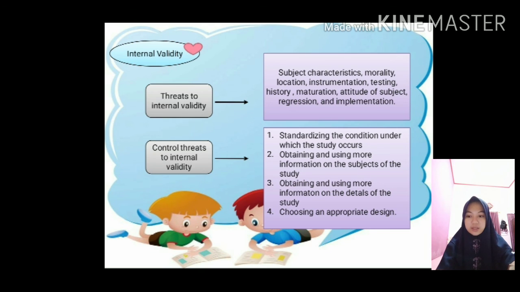And then the third is obtain more information on the details of study, that is, where and when it takes place, extraneous events that occur, and so on. This helps control for location, instrumentation, history, subject attitude, and implementation traits. And then the last is choose an appropriate design. The proper design can do much to control these threats to internal validity.